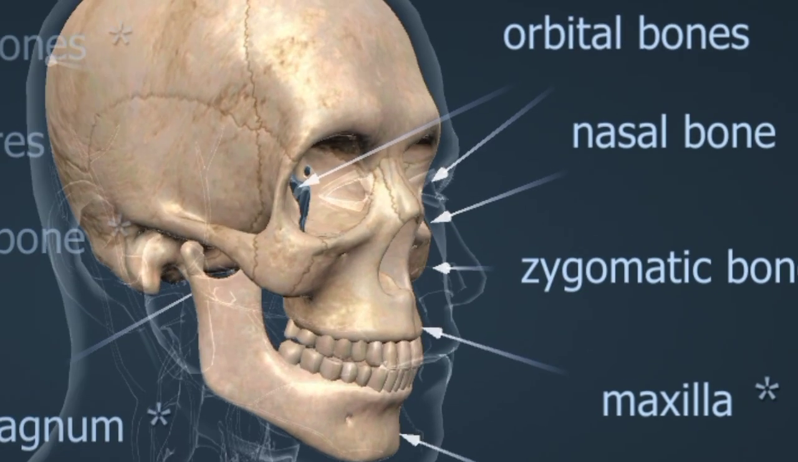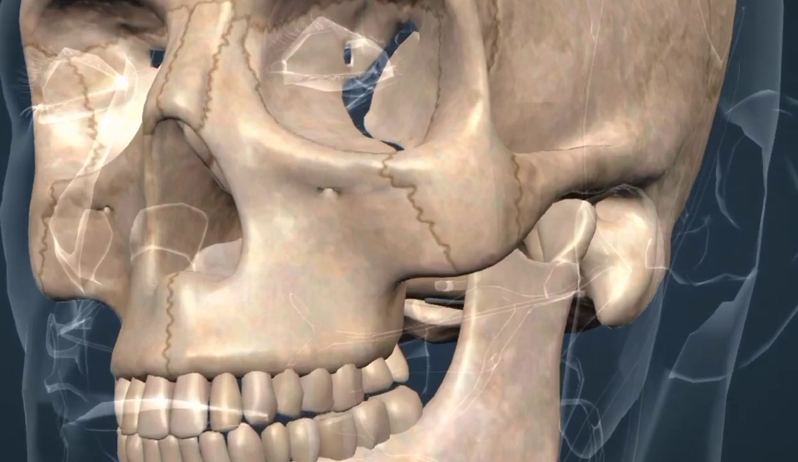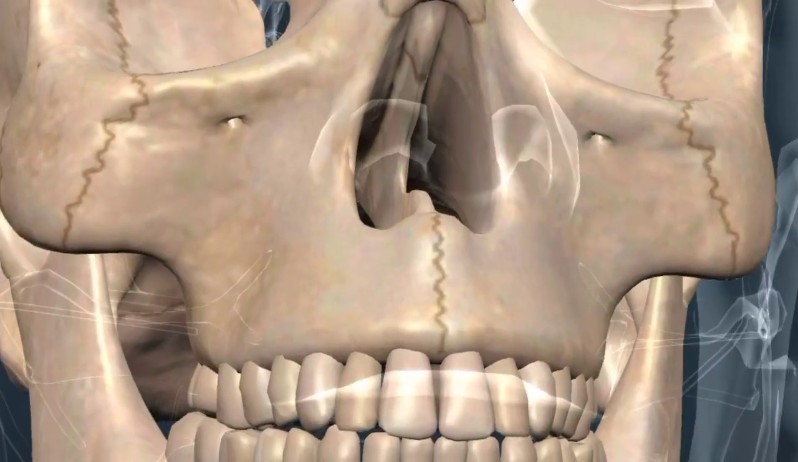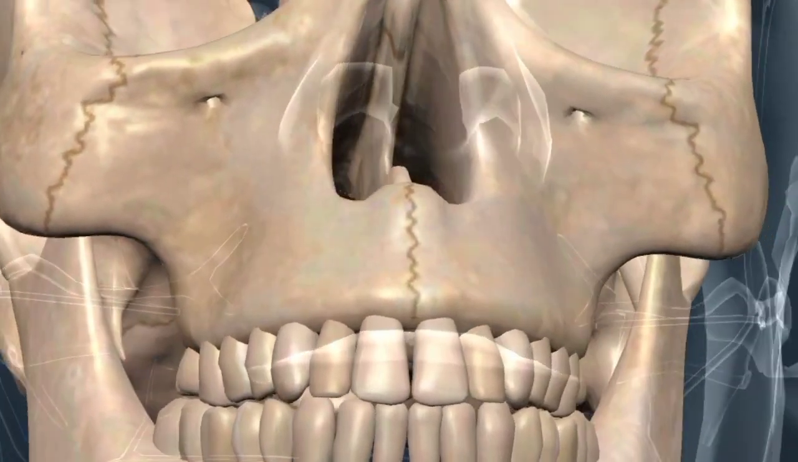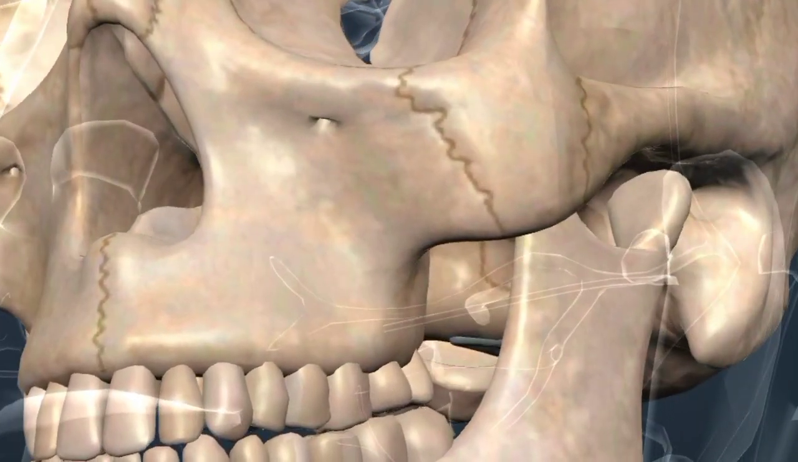Maxillae, upper jaw bones that form the roof of the mouth, part of the eye sockets, and the sides of the nasal cavity. This bone supports the upper teeth, forms part of the oral cavity, and allows for chewing and speaking.